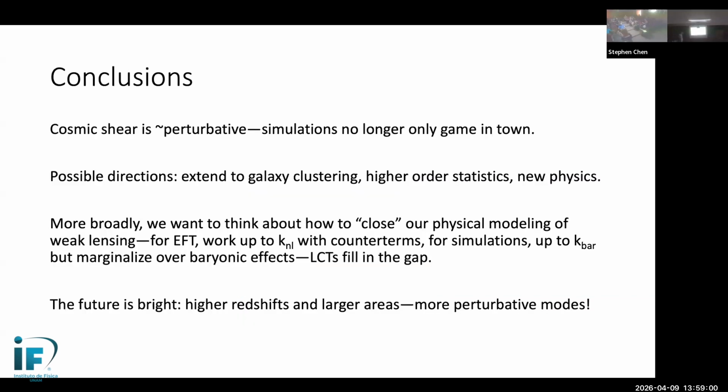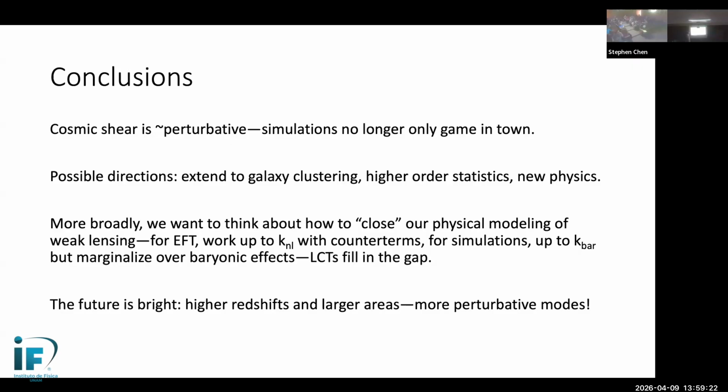So in conclusion, I hope I somewhat convinced you that cosmic shear is really roughly perturbative, and that simulations are no longer the only game in town. And we can really begin to think about even extensions to just the lensing power spectrum, including extensions to galaxy clustering, higher order statistics, and so on.